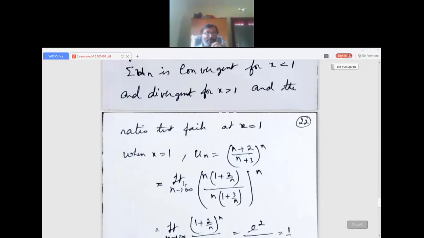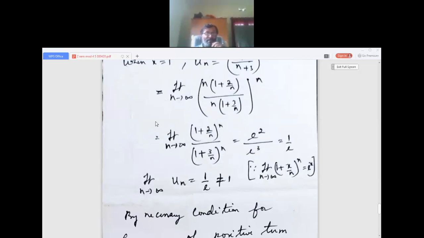Then we apply limit n tends to infinity, un, apply both sides, limit n tends to infinity, remove n outside 1 plus 2 by n, remove n outside 1 plus 3 by n whole power n. N and n get cancelled. Limit n tends to infinity, 1 plus 2 by n power n divided by 1 plus 3 by n power n we will get.